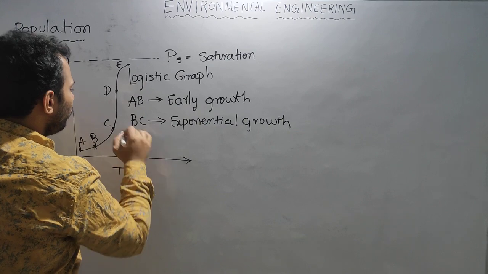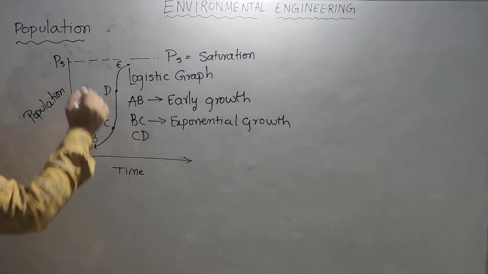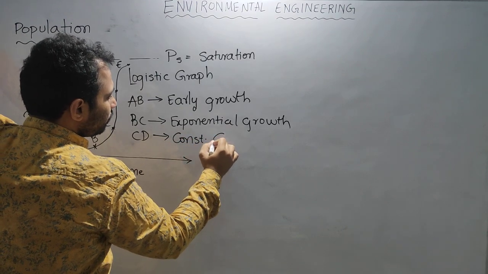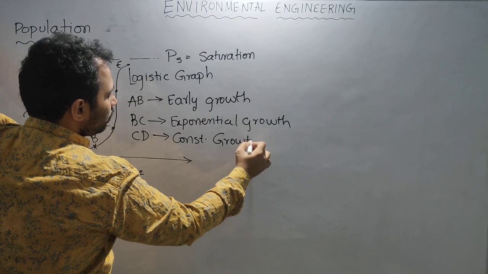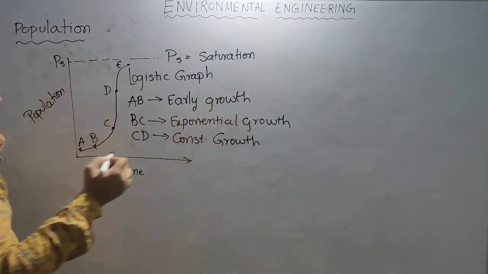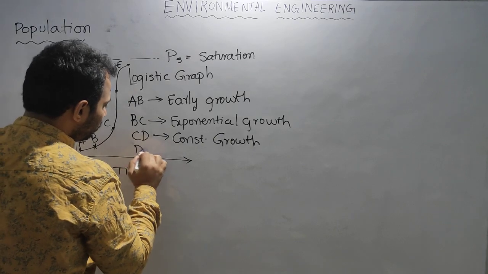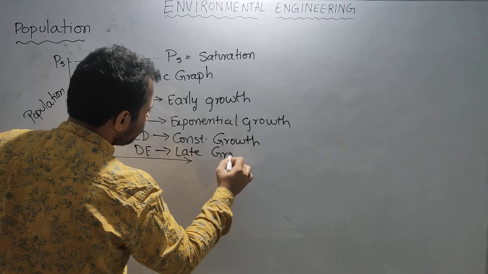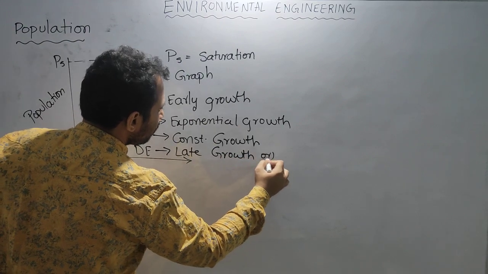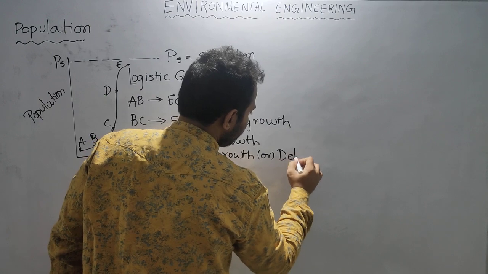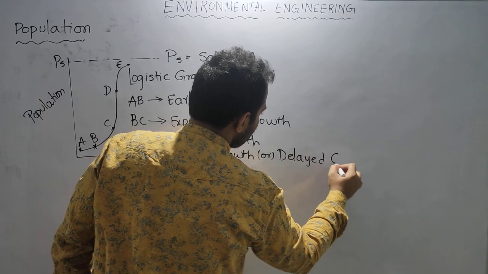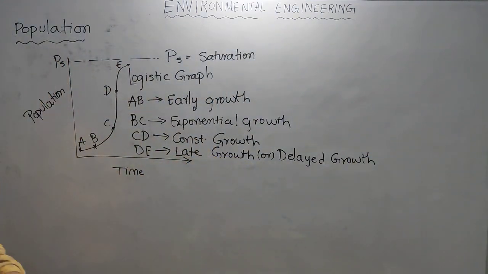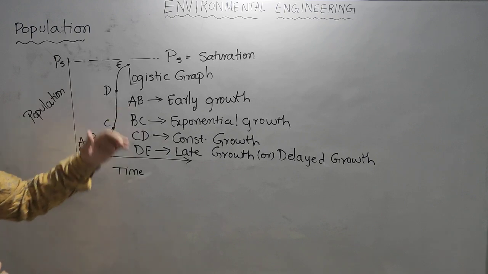CD, if you look at the graph, it is completely straight, vertical. So that is why we call this constant growth. And DE is late growth or delayed growth. So these are the different growth rates.